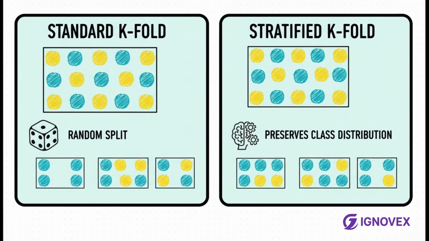But K-fold has a smarter cousin, and it's designed for a really common type of problem, classification. See, while standard K-fold splits the data randomly, stratified K-fold is a bit more clever. It makes sure that the proportion of each class, like say fraud versus not fraud, is the exact same in every single fold as it is in your overall data set.